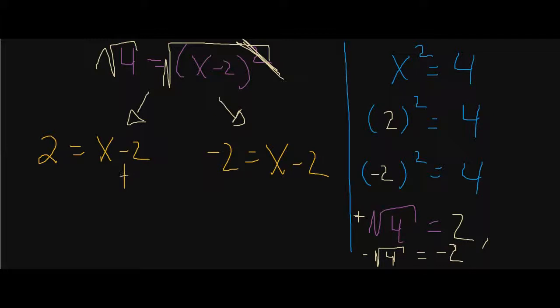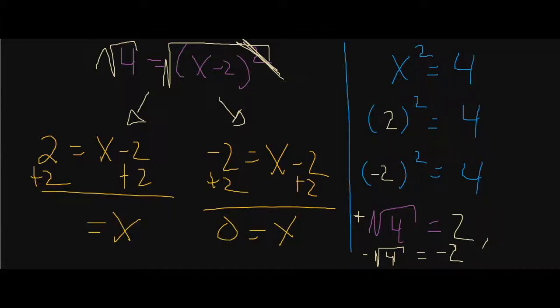So what do we do to get rid of the minus 2? Well, we add 2 to both sides. Okay, and we're going to get x is equal to 0, and we're going to get x is equal to 4.